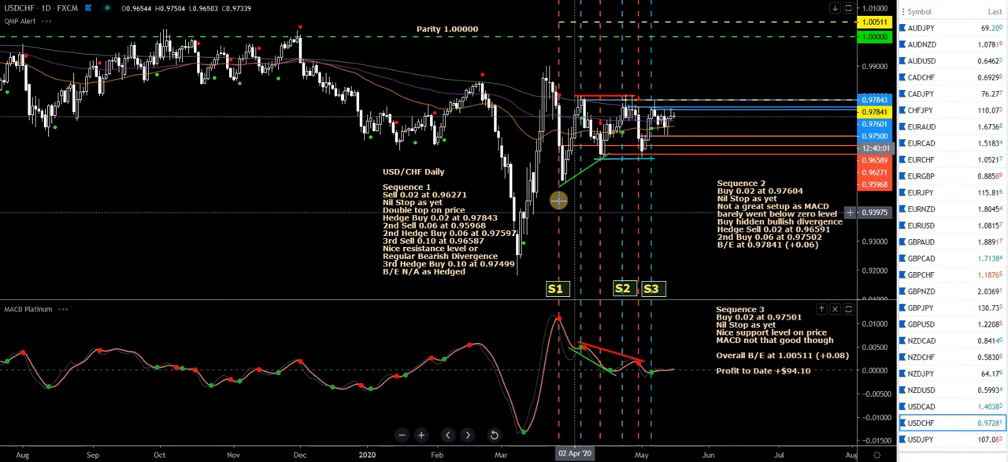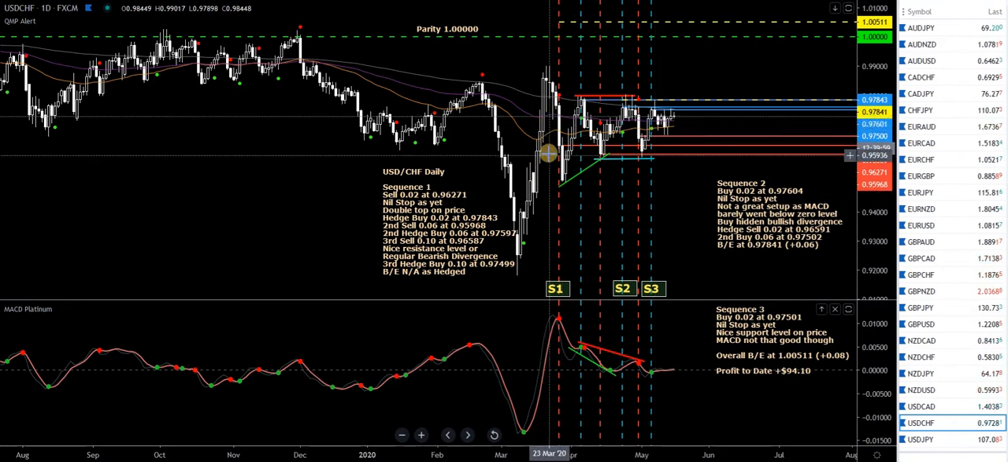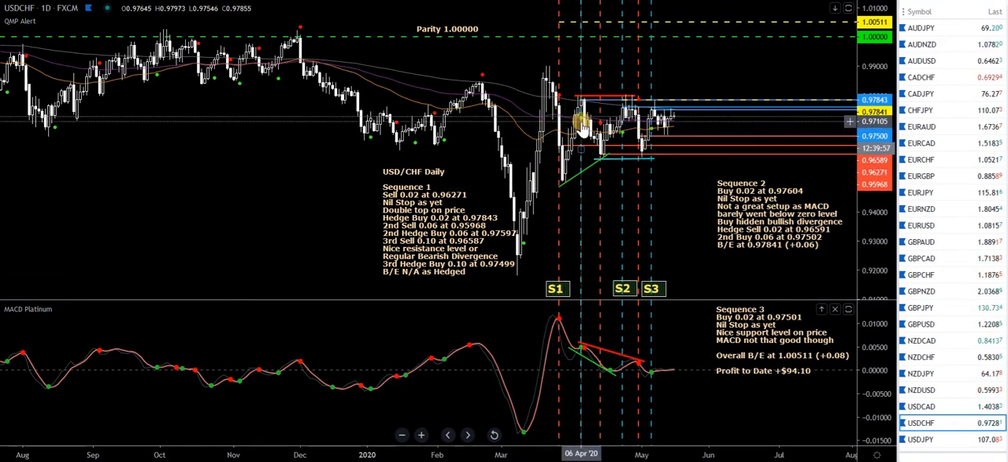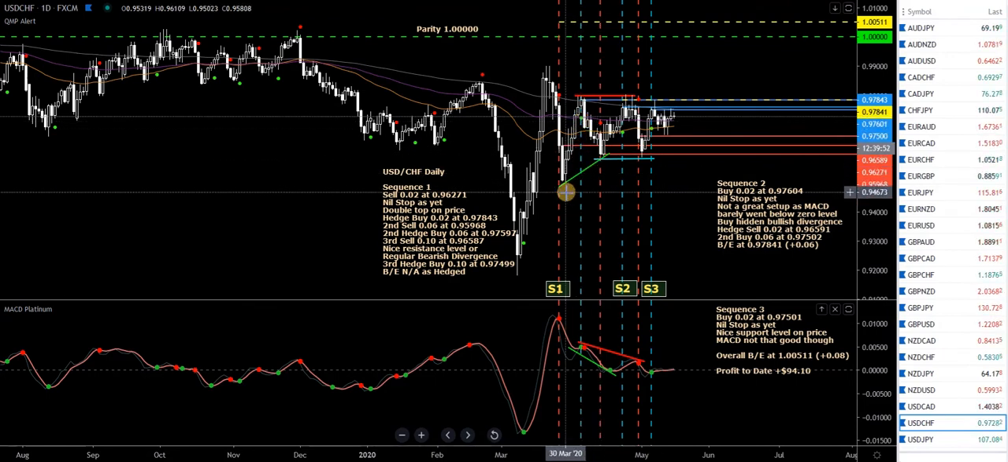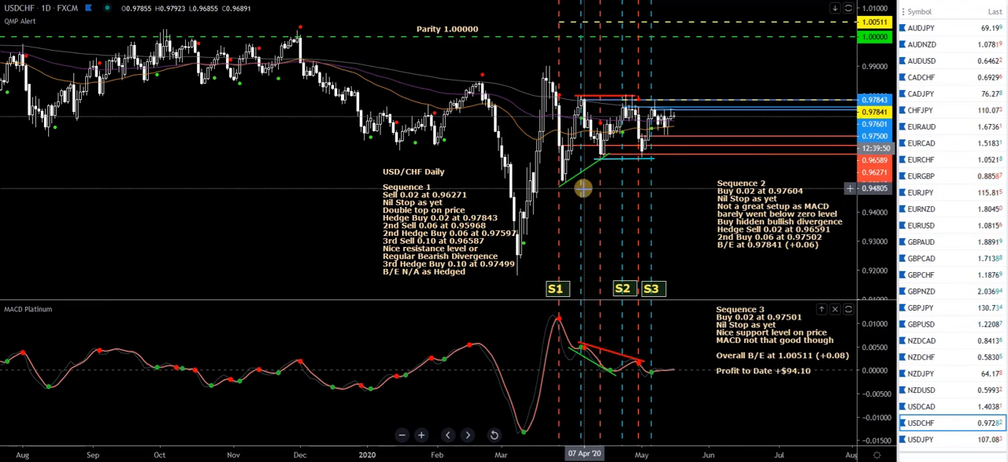USD Swiss franc, another dog's breakfast. What I mean, I'm in a buy. And then I took, I sell up here, hedge. Hang on, I've just got to read my notes. I hear someone just about knocking my door too.